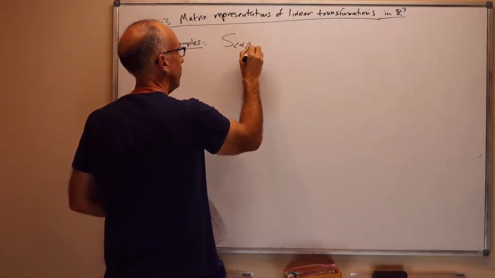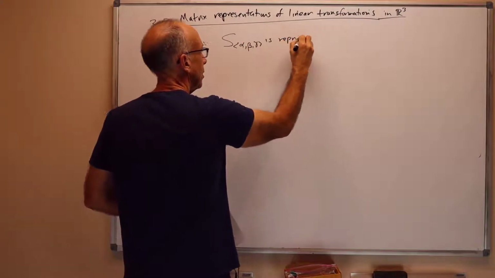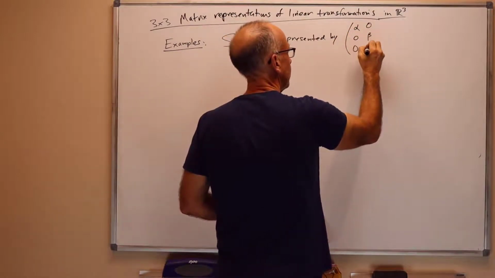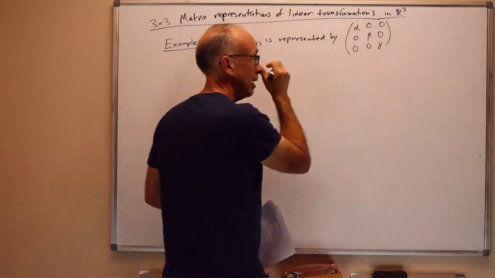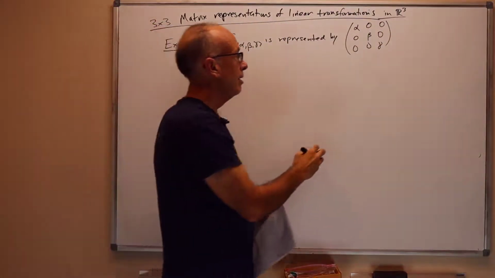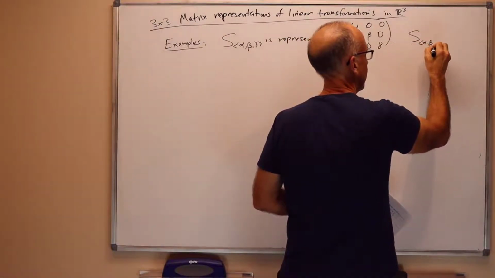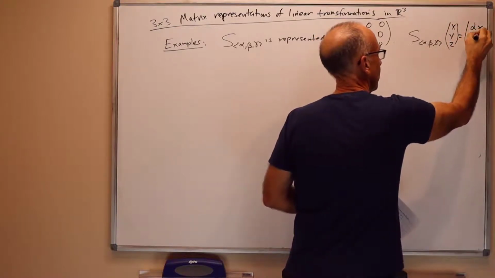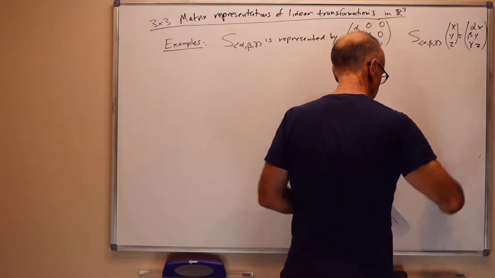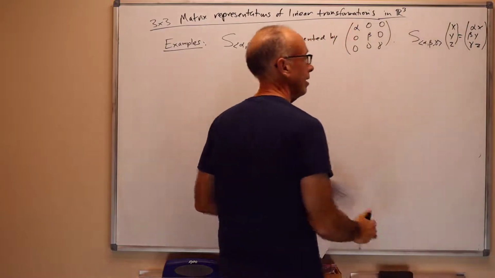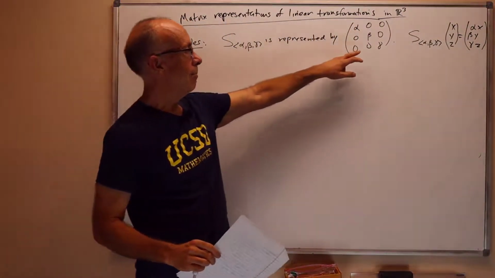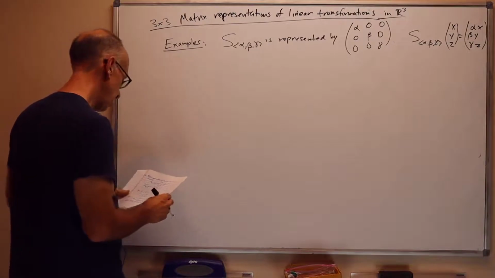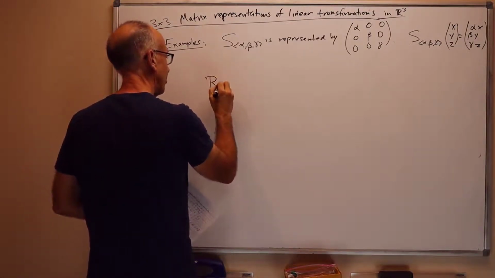S sub alpha, beta, gamma is represented by the matrix with alpha, 0, 0, 0, beta, 0, 0, 0, gamma. In other words, the diagonal matrix with entries on the diagonal alpha, beta, gamma, because it's easy to check that S alpha, beta, gamma applied to a column vector x, y, z is equal to alpha x, beta y, gamma z. In other words, we've just multiplied the x component by alpha, the y component by beta, and the z component by gamma. And that's clearly what happens when you take this diagonal matrix and multiply it by the column vector x, y, z.